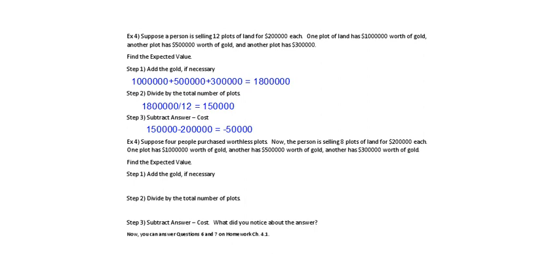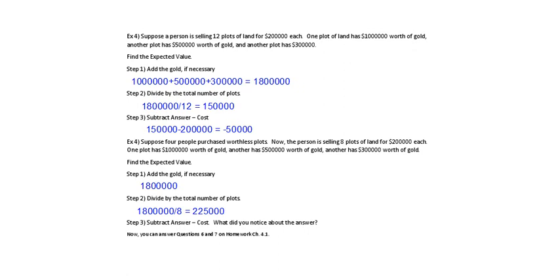Let's say 4 people already purchased plots and they turned out to be worthless. So now there are 8 plots of land left and it still has the same price. The first step is to add up all the gold. Since nobody found any gold, the amount hasn't changed. It's still $1,800,000. Now I will take that and divide by 8 because there are 8 plots left, and for that we get $225,000.